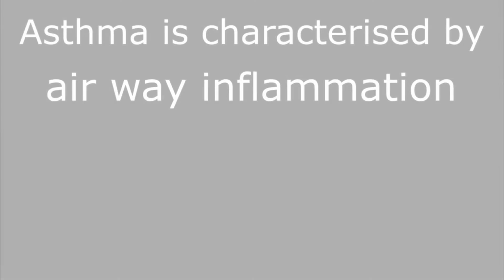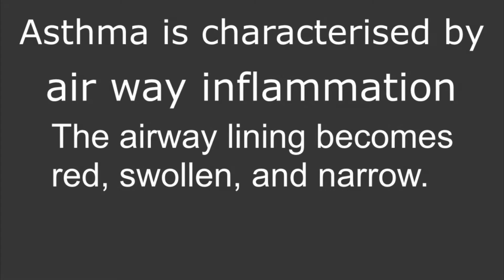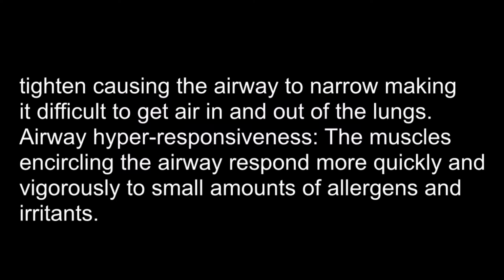Asthma is characterized by airway inflammation. The airway lining becomes red, swollen, and narrow. Airway obstruction: the muscles encircling the airway tighten, causing the airway to narrow, making it difficult to get air in and out of the lungs. Airway hyperresponsiveness: the muscles encircling the airway respond more quickly and vigorously to small amounts of allergens and irritants.